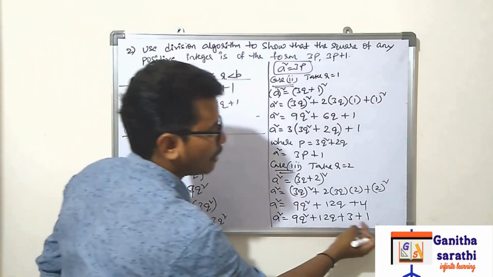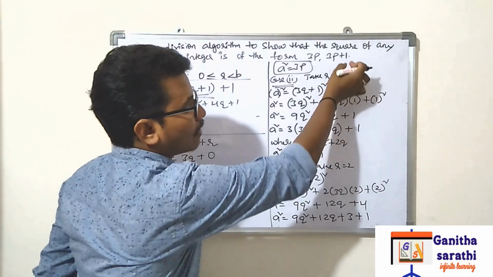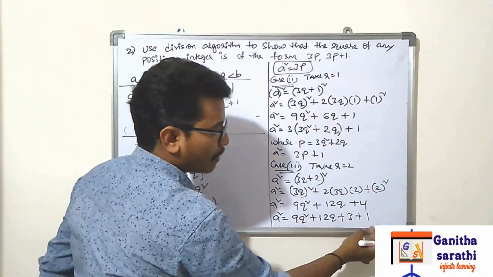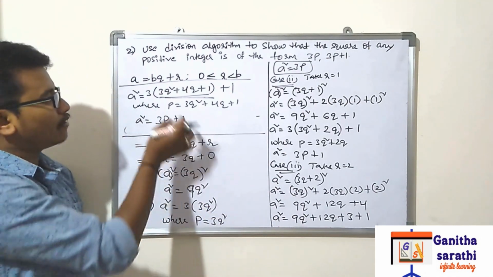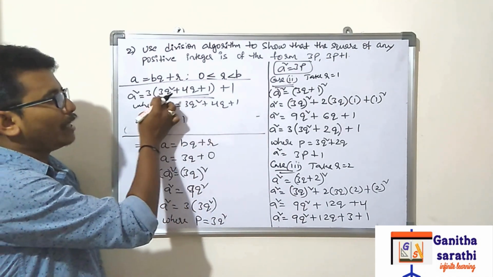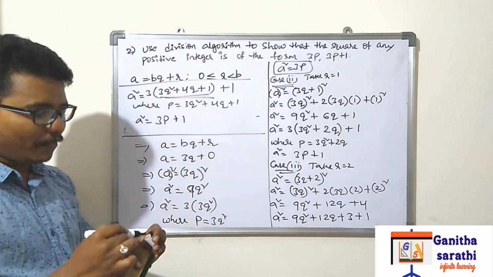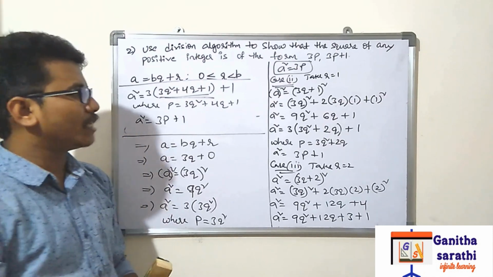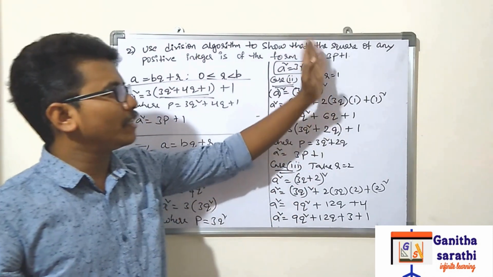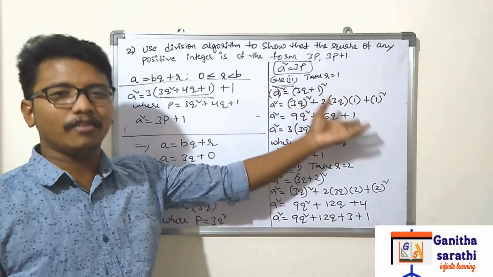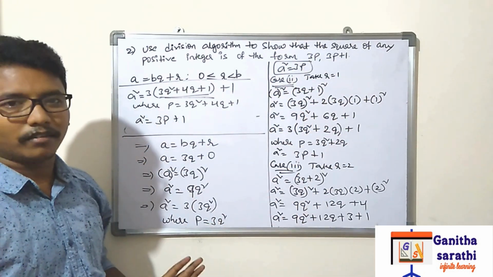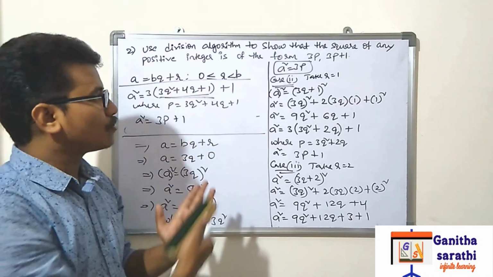Why are we taking 3 plus 1? Because we have the form 3p plus 1, which means this should be converted into 3 into p, right? So that's why we take 3 as a common multiple and this value is p. Whenever a question is given, first you have to check the form. If it is 5p, you should take 5 as common. If it is 9, you should take 9 as the common part. Got it? Likewise you have to solve the problems.